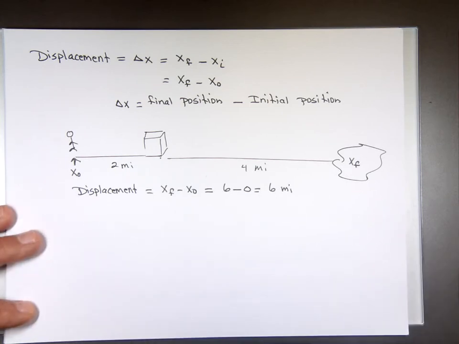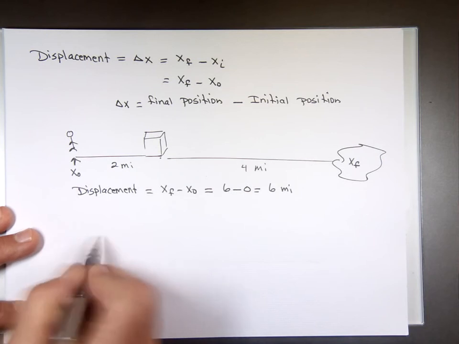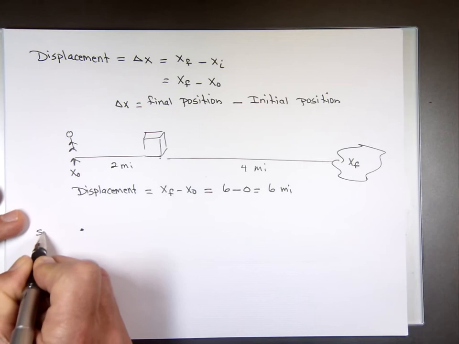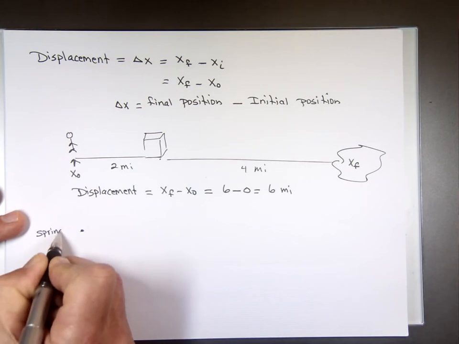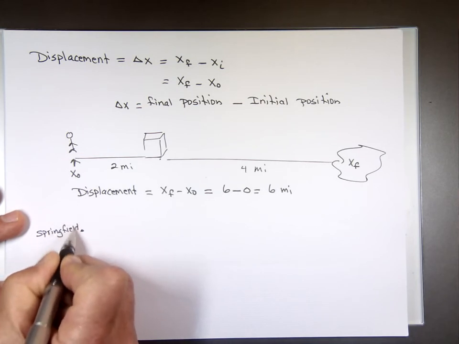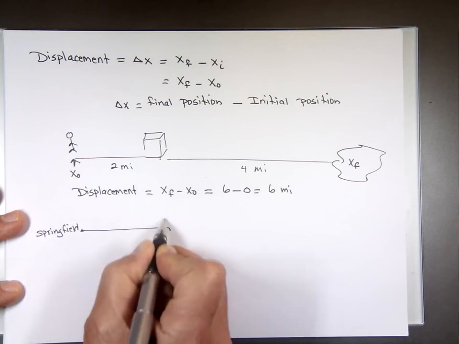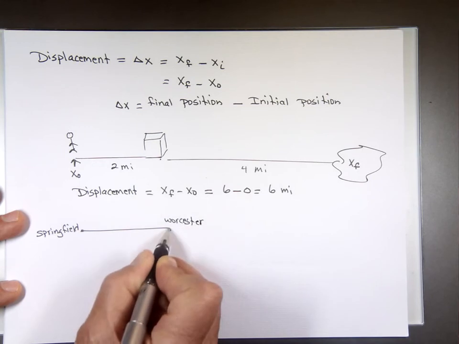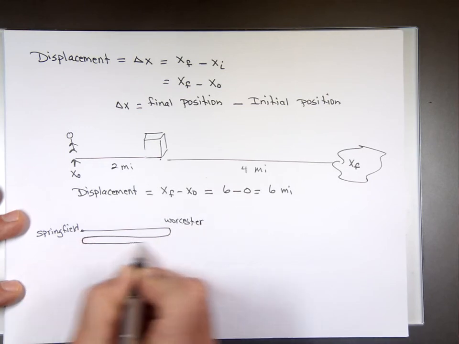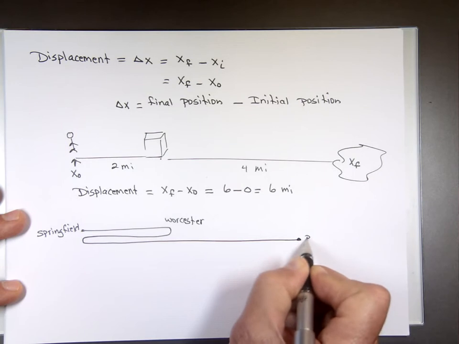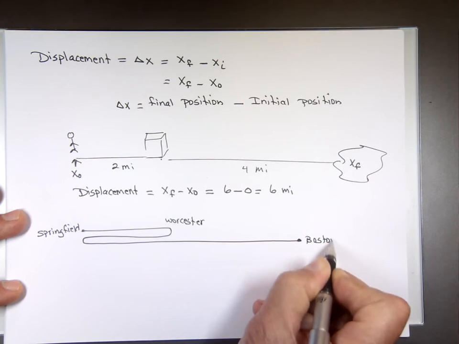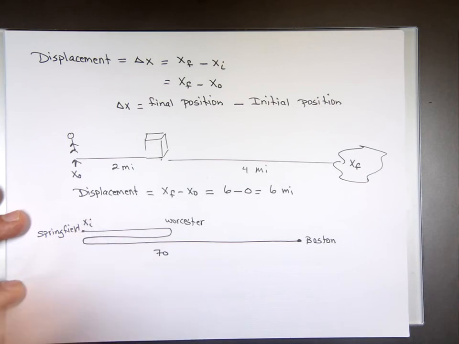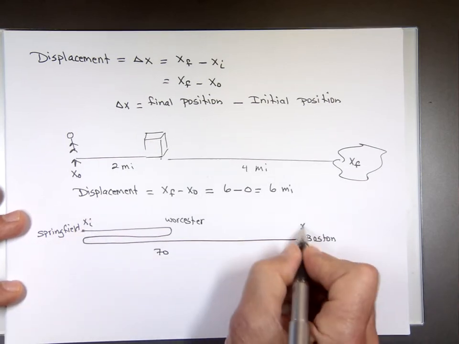Now in the next example. Here's your trip to Boston. You start from Springfield. You went all the way to Worcester, back to Springfield, then to Boston. This is your initial position right here. This is your final position right there.